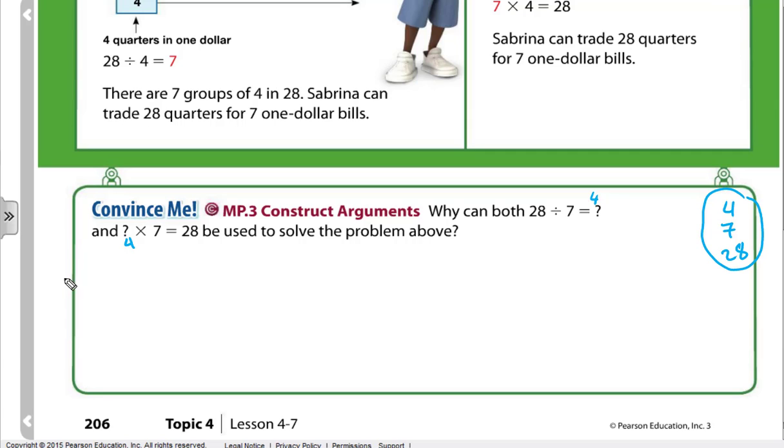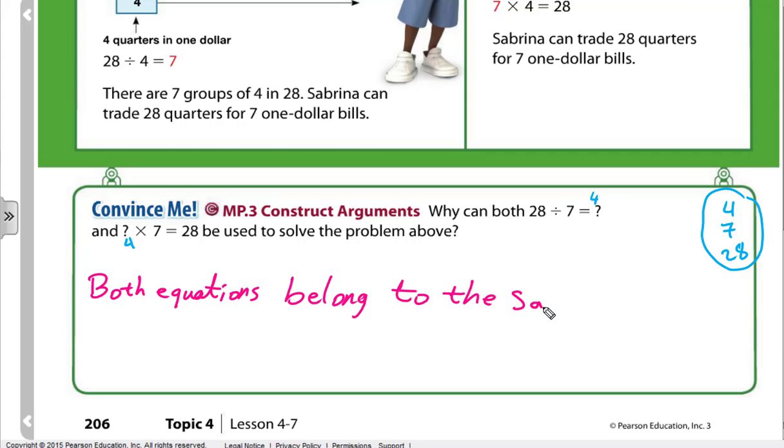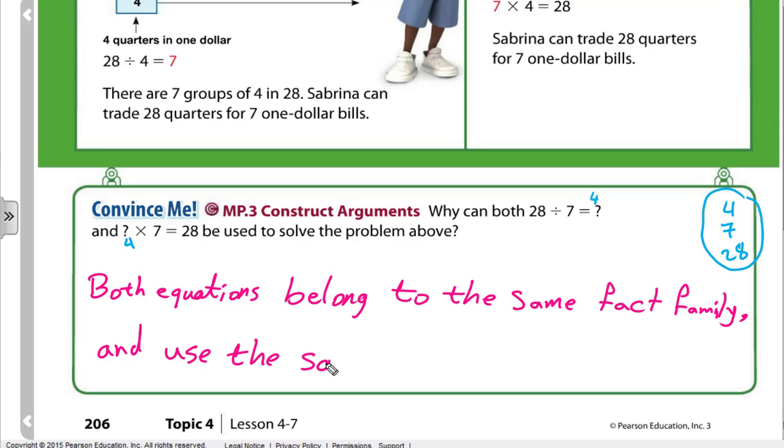Okay, let's write the answer. Okay, my heroes, write with me. Both equations belong to the same fact family. And of course, they use the same numbers. Because they are in the same fact family. Okay, my heroes, write the answer. You have 1 minute.